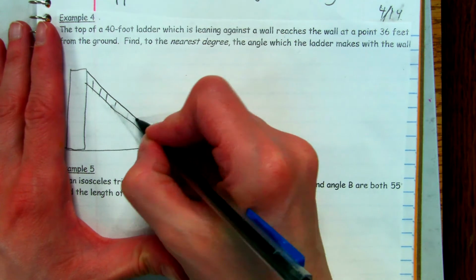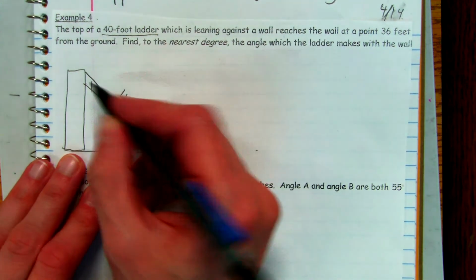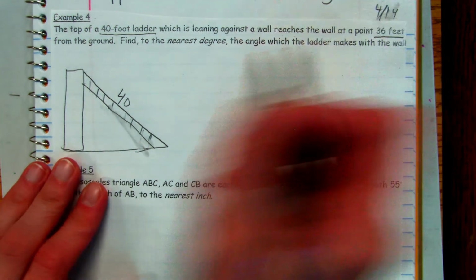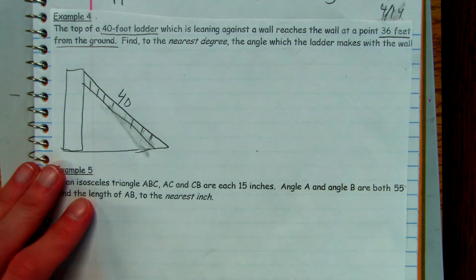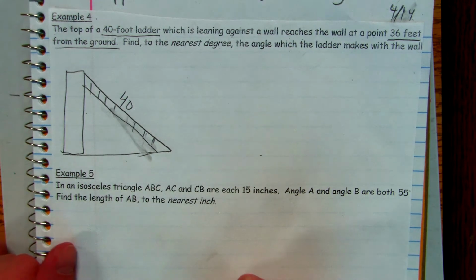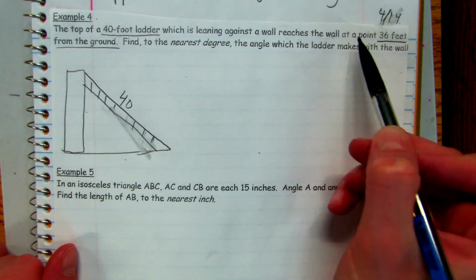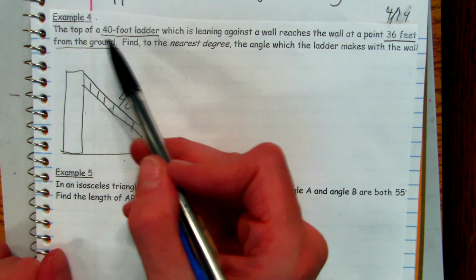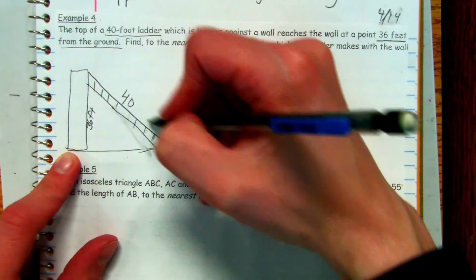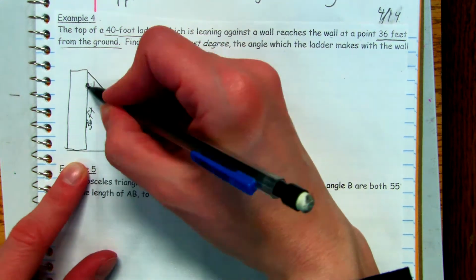All right, so the top of a 40-foot ladder. So I'm going to make sure and put 40 on the ladder, which is leaning against a wall. It reaches the wall at a point 36 feet from the ground. So where do I put the 36 feet? Where it reaches. So is that on the building or on the ground? Oh, is it this one? So it's leaning against a wall and it reaches the wall at a point 36 feet from the ground. So it'll be the length of the wall. On the building over here, this distance is 36 feet. So it's a 40-foot ladder, and it's reaching a point above the ground that's 36 feet.